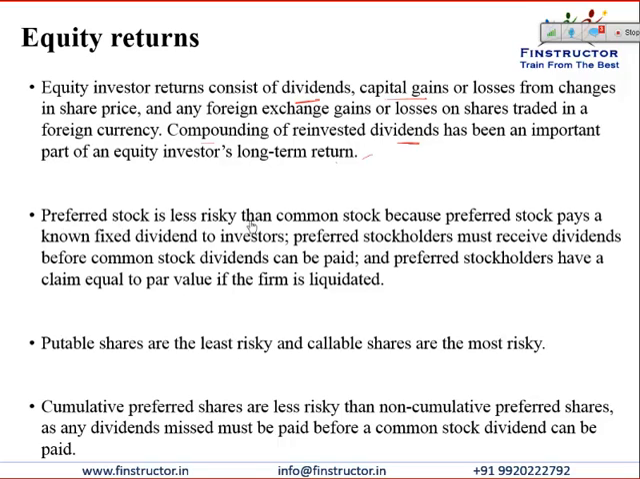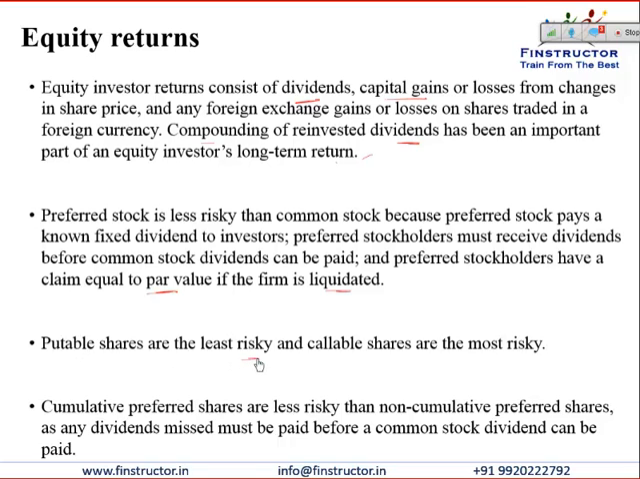Preferred stock is less risky, as we studied, because preferred stock pays a known fixed dividend. These stockholders must receive dividends before common stock dividends are paid. So preferred stocks have a claim equal to the par value if the firm is liquidated. So in the case of bankruptcy or any form of liquidation of the firm, the par value of preferred stock will have to be returned first before any payout can be made to equity shareholders.